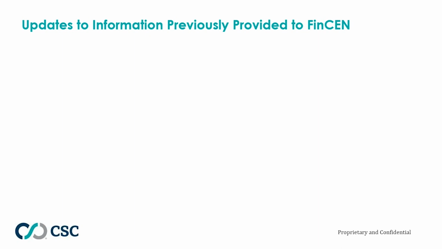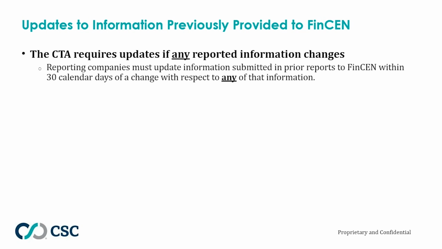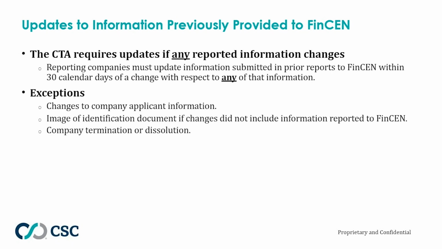The Act and regulations require updates to information that has been reported to FinCEN if it later changes. And this applies both to the company information and also to information regarding beneficial owners. Generally, it's not necessary to provide updated information on company applicants. So the Act itself requires updates if any of the reported information changes. And if it does change, the reporting company must submit an update report to FinCEN within 30 calendar days of the change. And that, again, is to any of that information with some very narrow exceptions.